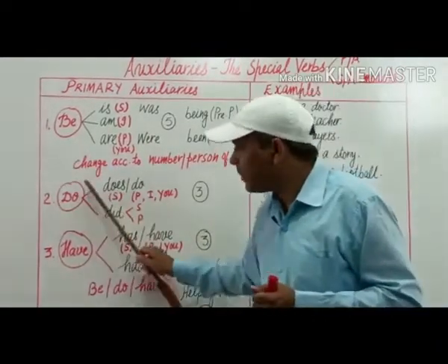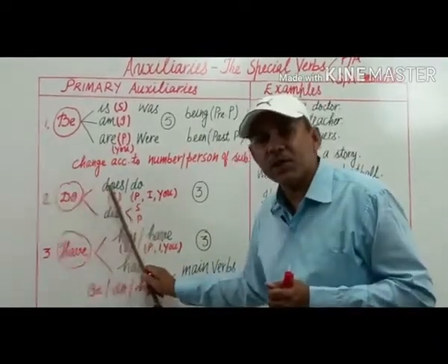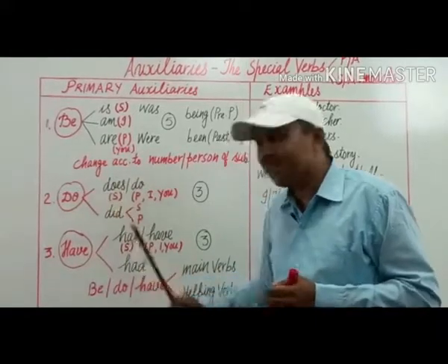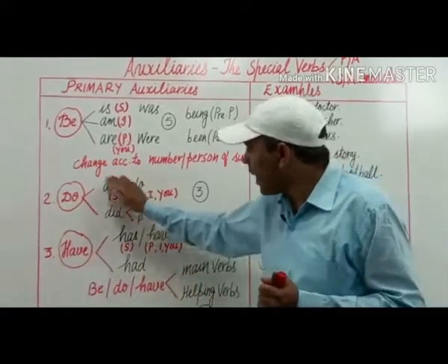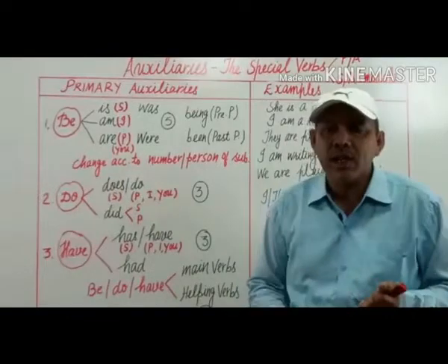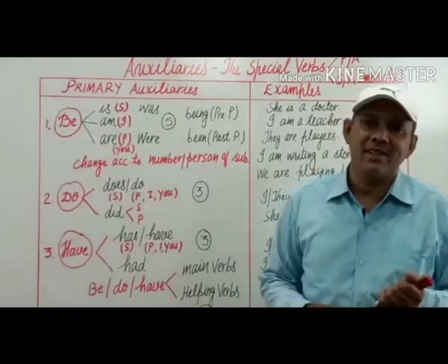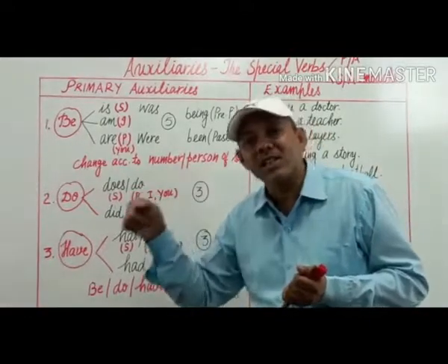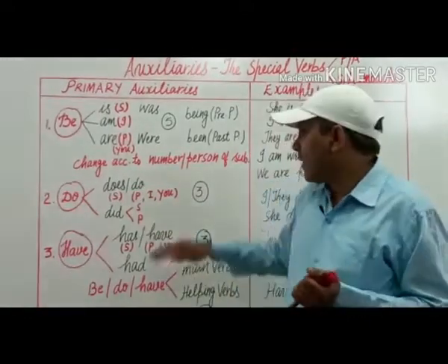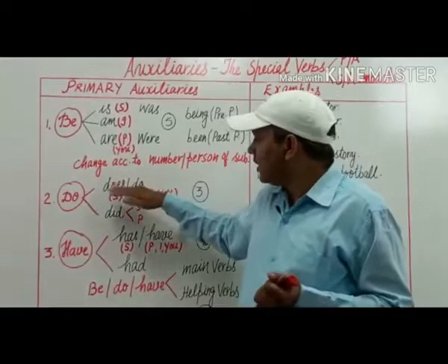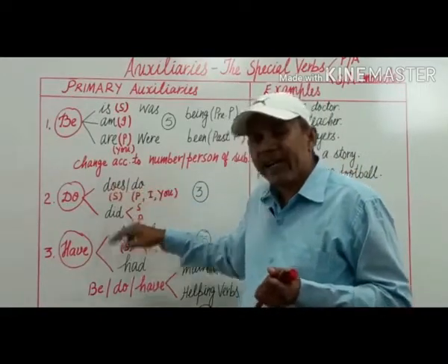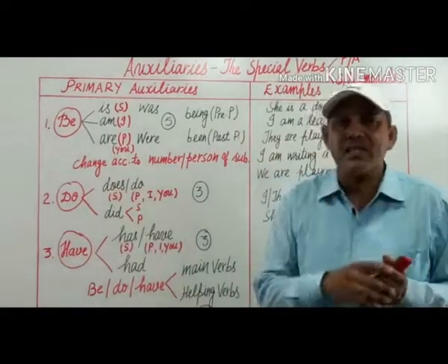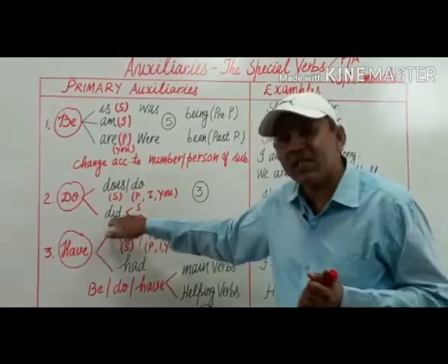Now let us take the example of do. Do has three forms: do, does and did. As you know, do and does are used in simple present tense to make sentences negative or interrogative. Now, did is used in simple past tense to make sentences negative or interrogative.